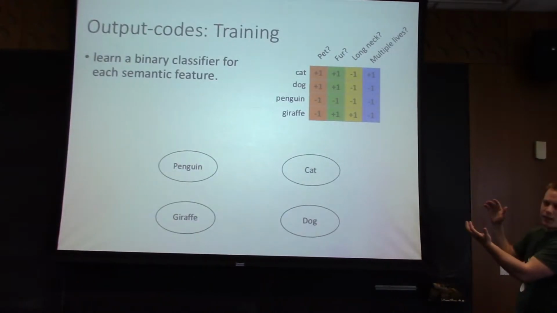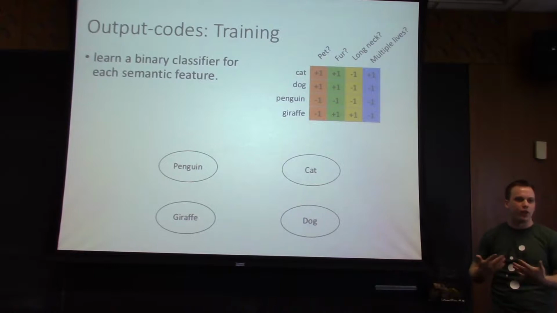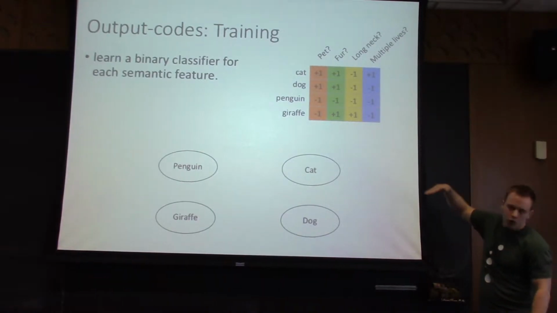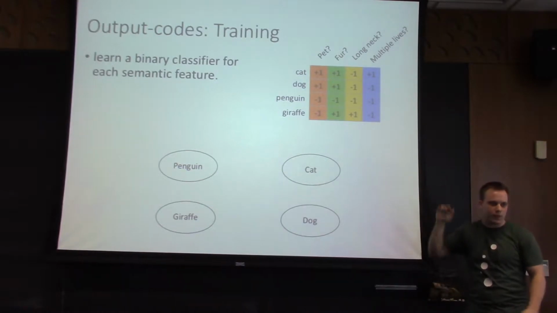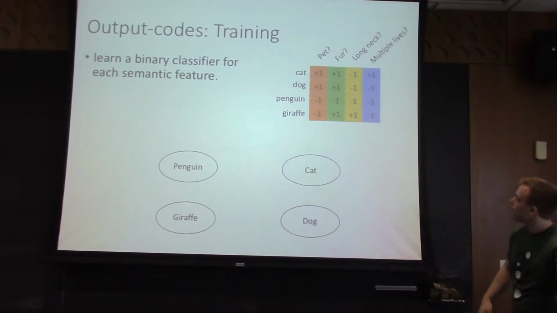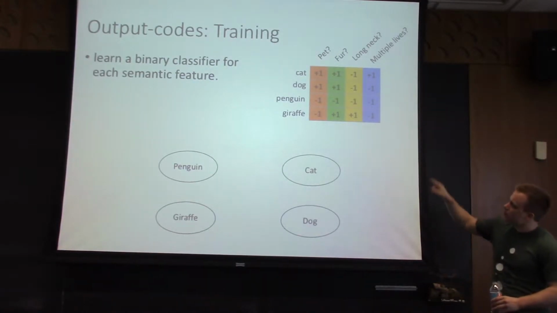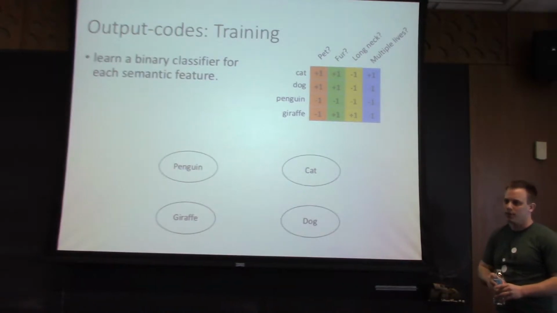Okay, so we can compress that information a little bit. We can put it into this matrix here, which is usually called the code matrix. The rows of the code matrix correspond to the classes, and the columns correspond to these semantic features that we've designed. There's a +1 if you answered yes, and a -1 if you answered no. And the last piece of terminology is that each row, the row corresponding to a class, is called its code word.